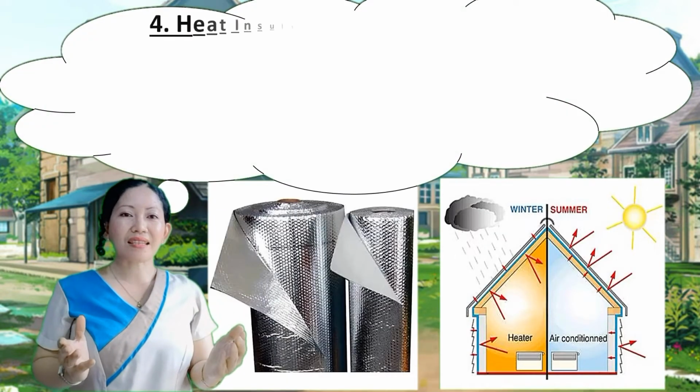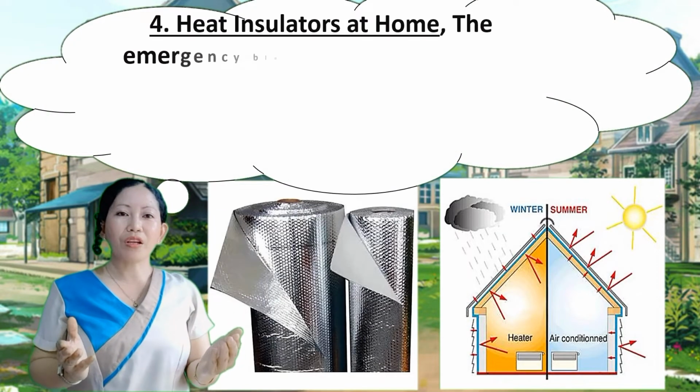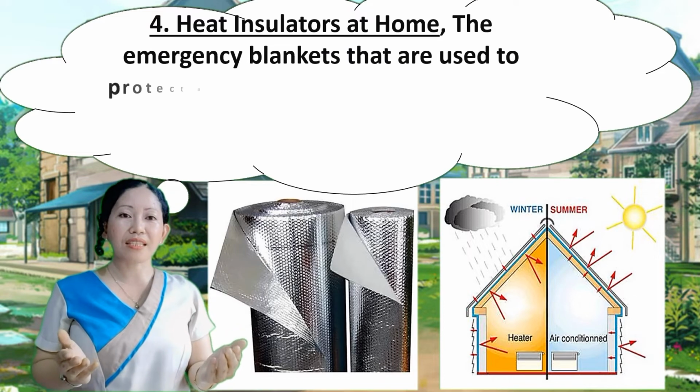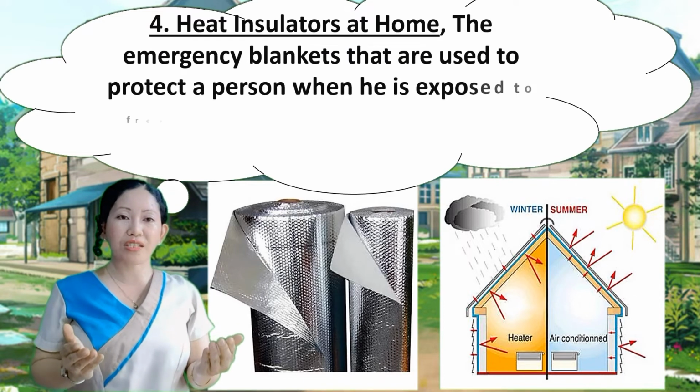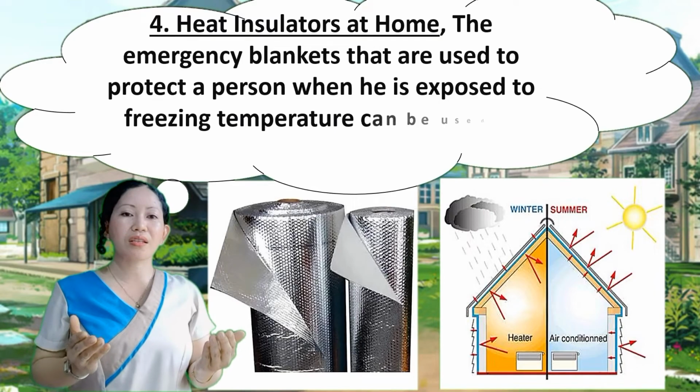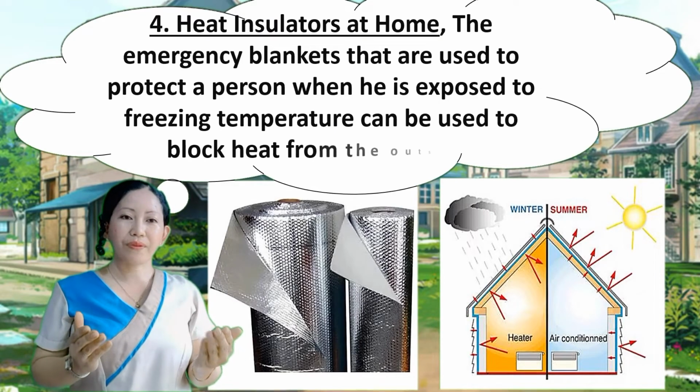Number 4, heat insulators at home. The emergency blankets that are used to protect a person when he is exposed to freezing temperature can be used to block heat from the outside.